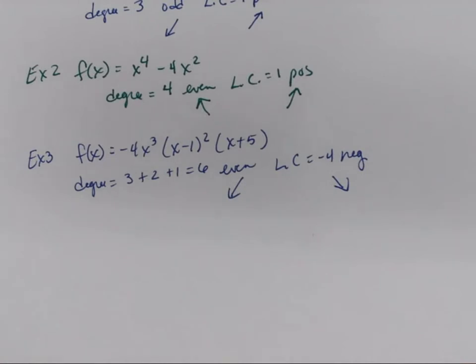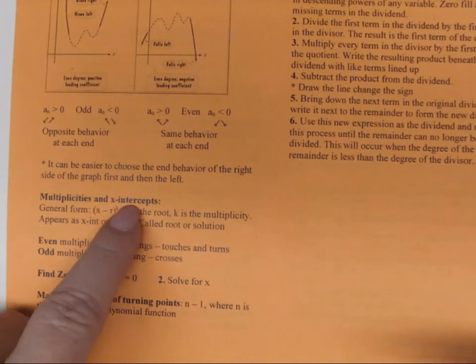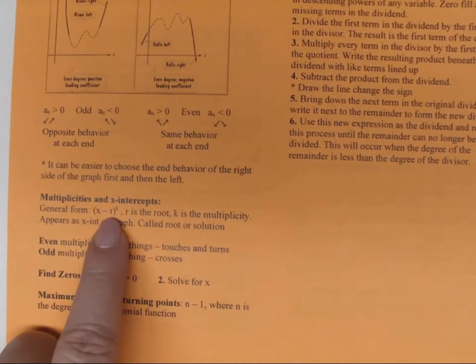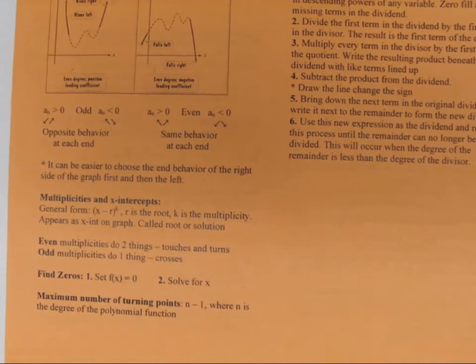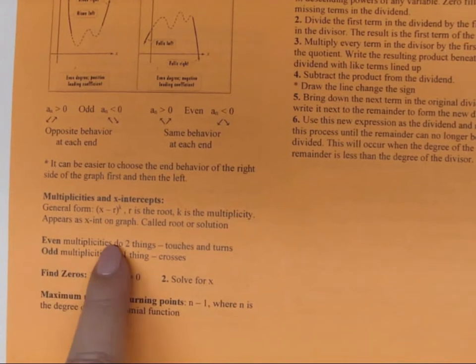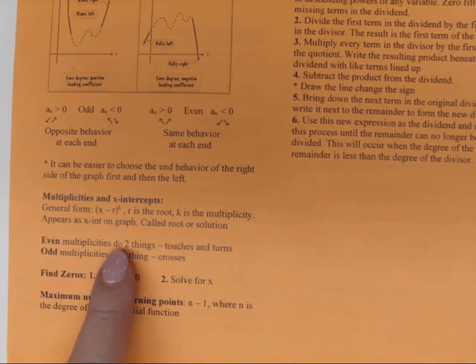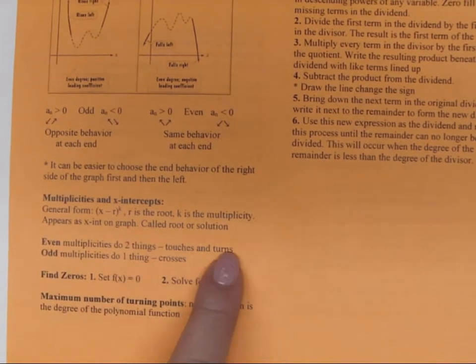All right, so let's go look at some more stuff we need to know. So multiplicities and x-intercepts. The general form is (x minus r) to the k, where r is the root, k is the multiplicity, and it appears as x-intercepts on the graph, called roots or solutions. They're also x-intercepts. So even will do 2 things. If you think of an even number, the smallest even number you think about is 2. Well, a 2, we're going to do 2 things. It will touch and turn.